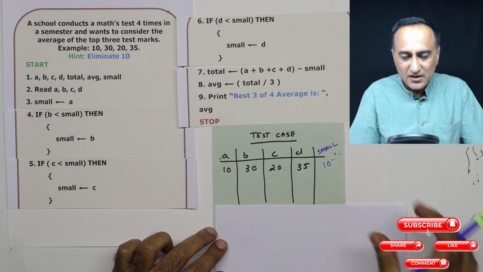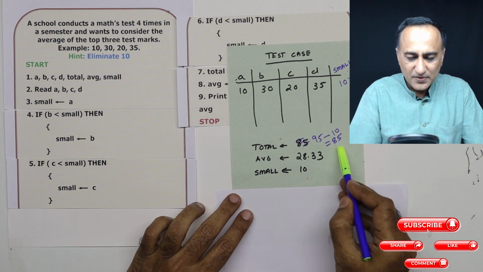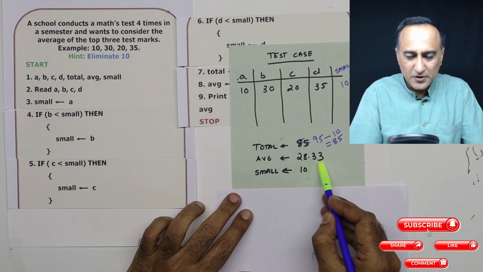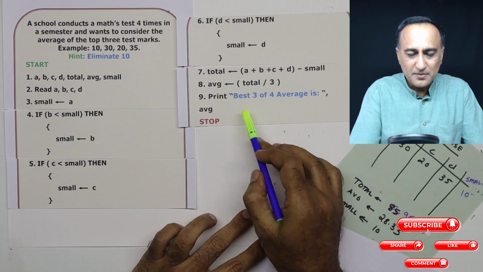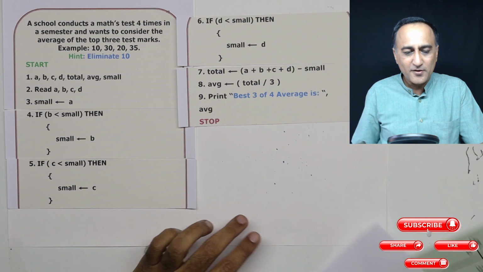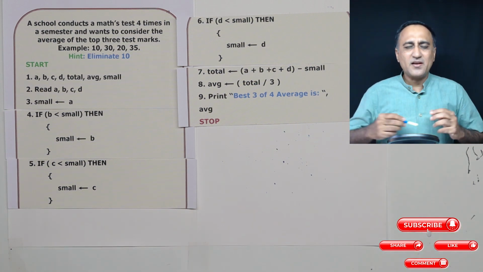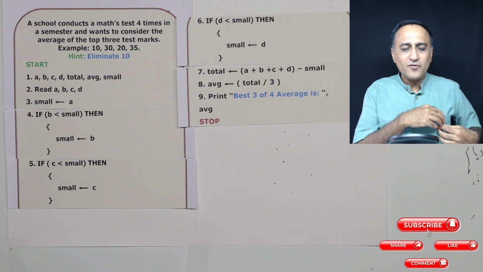85 divided by 3 is going to come somewhere around 28. So 85 divided by 3 is 28.33. Small is 10. Now the best 3 average is going to be 28.33 out of 50. So I hope this really helps you understand how you calculate the top 3 out of 4.